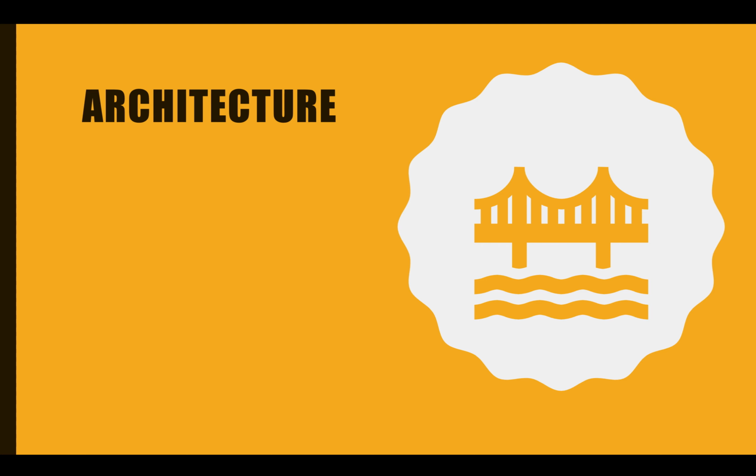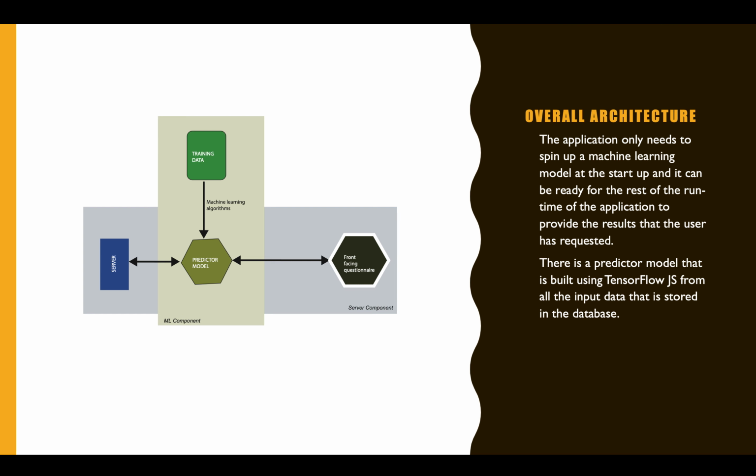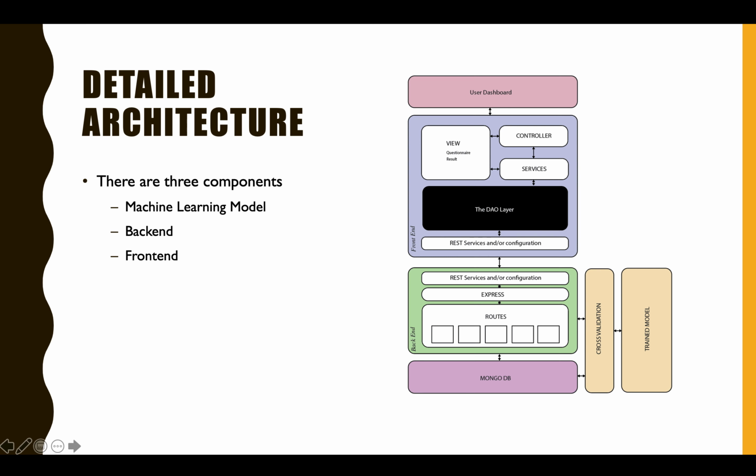And then the architecture of the application. First up is the overall architecture. It should be pretty easy to understand. The application has a predictor model, which is derived from the training data. And then there's a front-facing questionnaire, which talks to the predictor model. And the server is the one that facilitates this conversation between the front end and the predictor model. And every time a request is made, the predictor model spits out a value, which is then displayed on the front end.